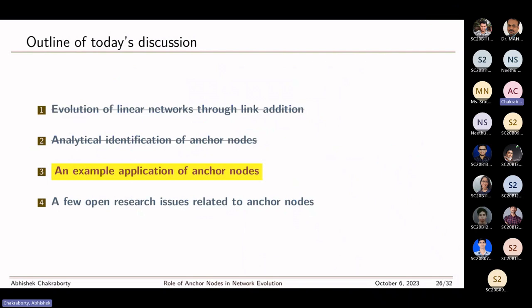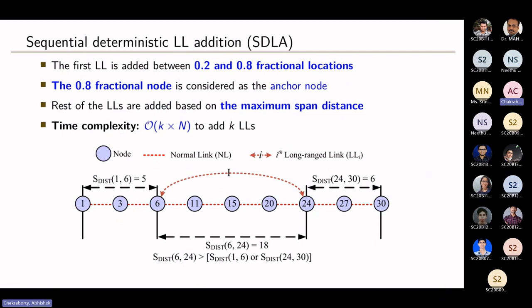So one example application of anchor nodes, where we want to show you one simple heuristic design. It's called SDLA, the sequential deterministic long link addition strategy. As we have seen from our earlier experiments and analytical derivation, the first link is always added between node 0.2n and 0.8n. So we are blindly adding the first long link between 0.2n and 0.8n. Here in this 30 node case, we have added the first link between node 6 and node 24.